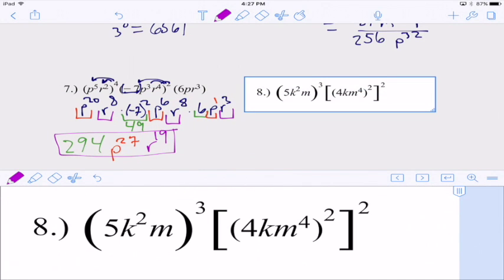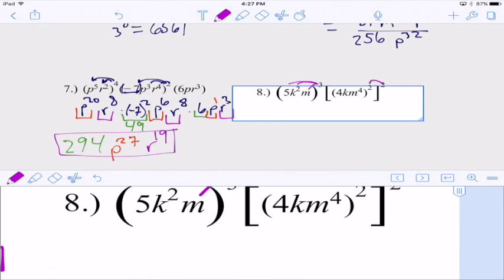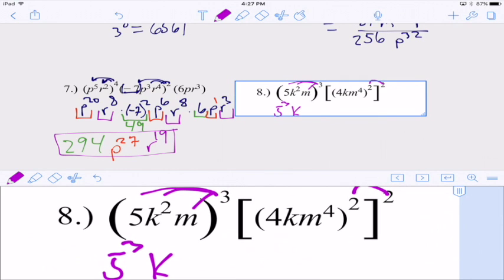Okay, again, same thing. We're going to try and use the parentheses first. We're going to raise everything to the third, and we're going to do this double parenthesis. We're going to square that. So I've got 5 to the third. Okay, power to a power. This is to the sixth. I multiplied. And m to the third.